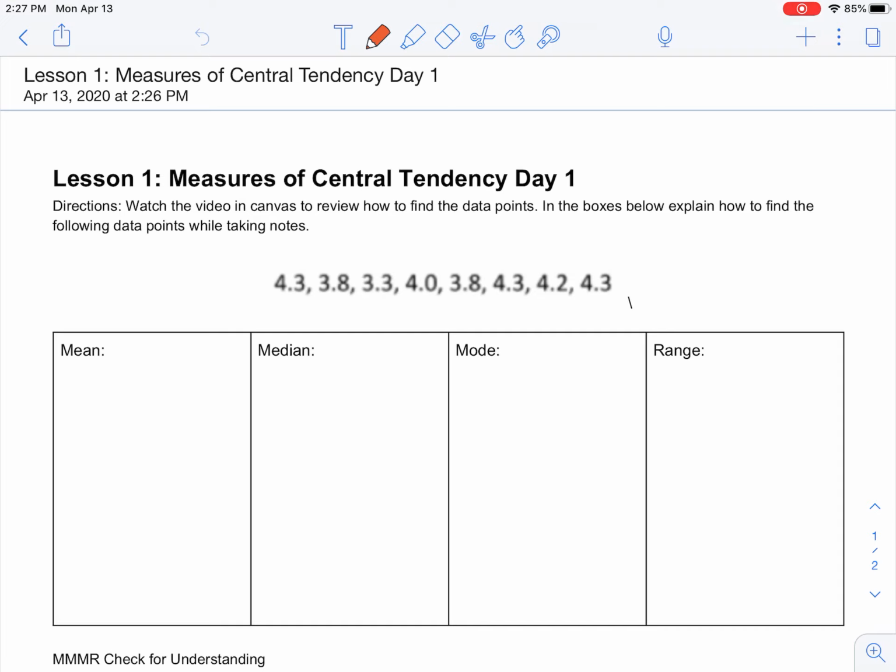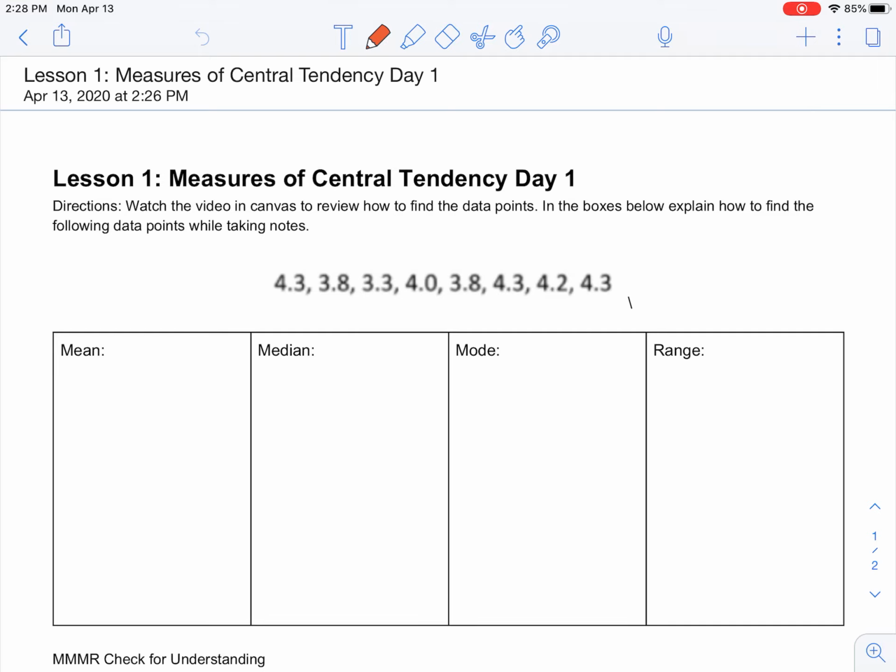So we're going to start off with measures of central tendency, day 1. You may remember these from previous grades, but this is the mean, median, mode, and range of a data set. We are going to focus this chapter on data.